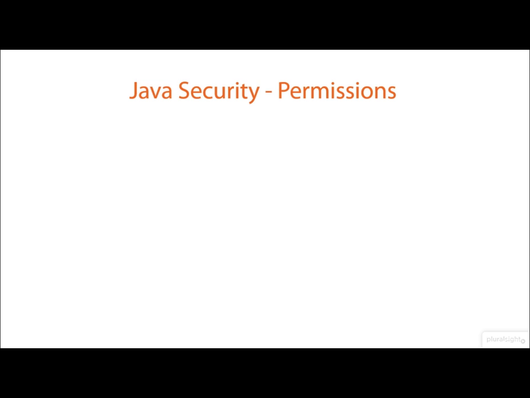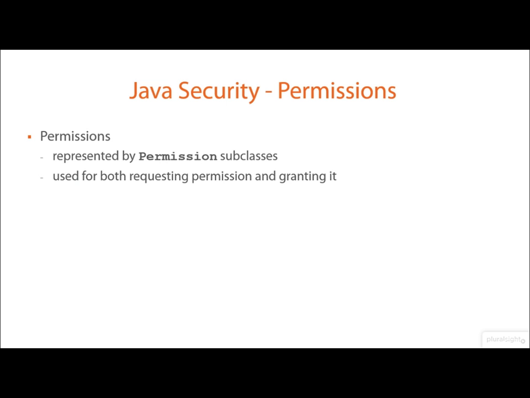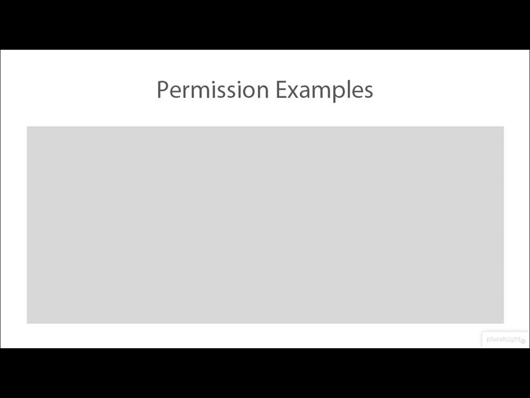So we said there are three parts to the Java security story. And the first thing is permissions. A permission in Java is represented by a subclass of the permission class. Permissions are used both for requesting a permission, so I have to explicitly ask for a permission, and for granting the permission. In code, a library will request a permission, and the policy will grant the permission.